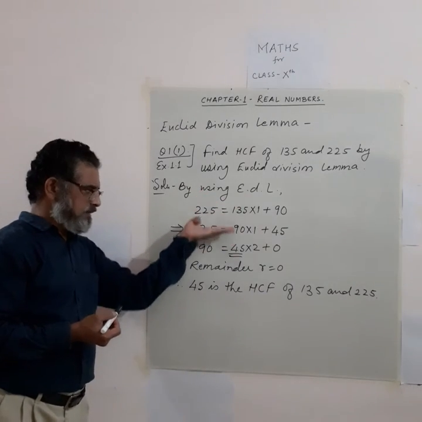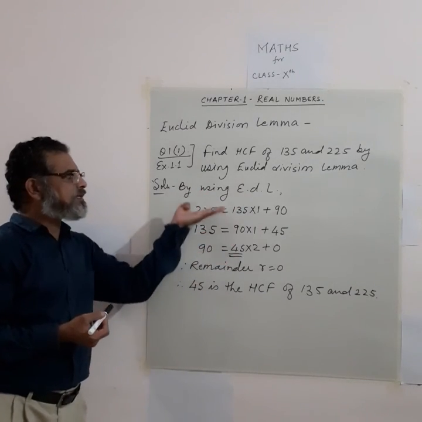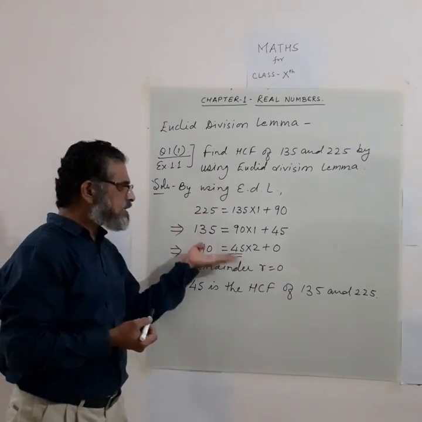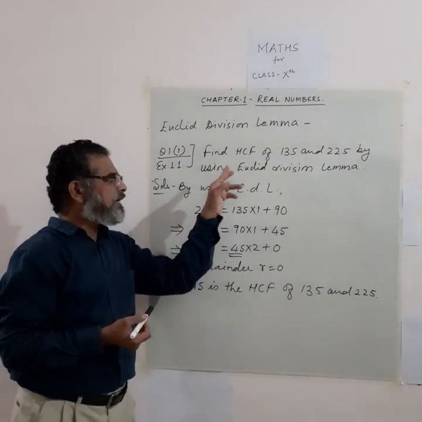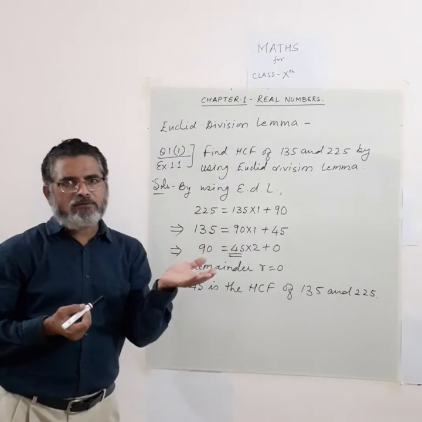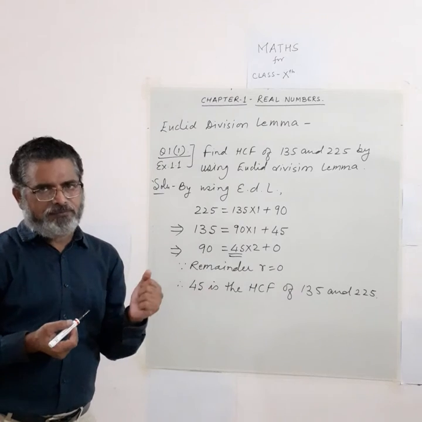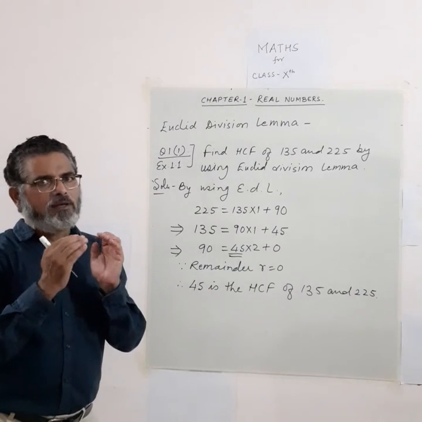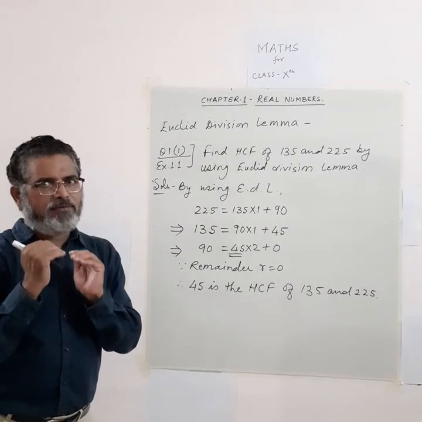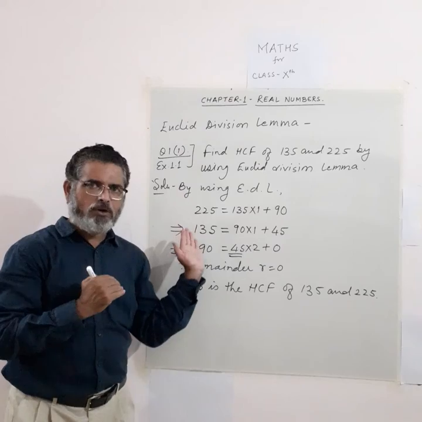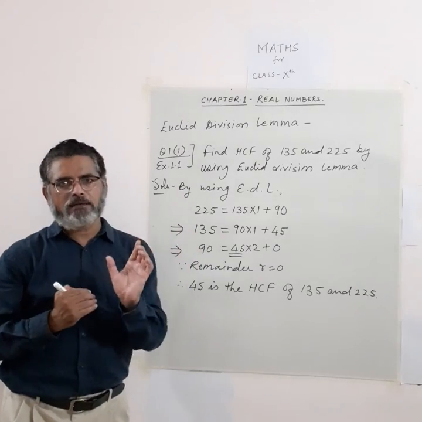This set of processes is known as an algorithm. Sometimes this process is called the Euclid division algorithm. The word algorithm is new for you. What is an algorithm? It is a set of definite and defined steps to solve a particular problem. So that is called an algorithm.